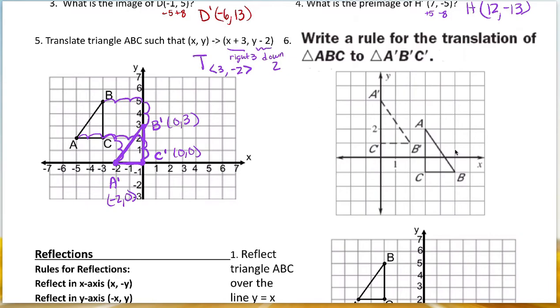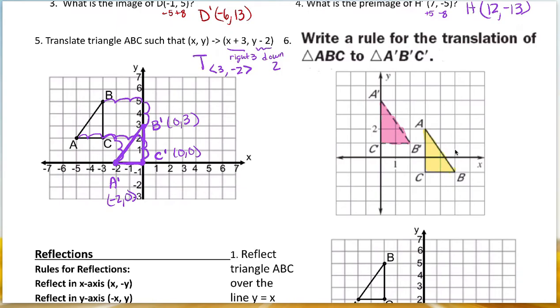Number 6 is having you write the rule. And it is so important that you be very careful about you identify what the original was and what the new one is. Sometimes the new one will have dash lines, sometimes the original will have dash lines, sometimes they have different letters and we're just telling you like ABC became DEF. So you always want to look in the instructions and make sure you know what was the original one and what is the new one.